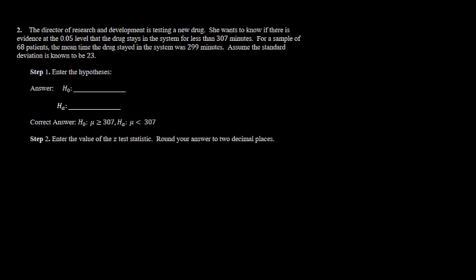All right, let's continue. The director of research and development is testing a new drug. She wants to know if there is evidence at the 0.05 level that the drug stays in the system for less than 307 minutes. Well, I'm going to do my cheat sheet like I always do. Alpha is equal to 0.05. The drug is supposed to be in the system for 307 minutes. That's going to be my mu. This is what the company is telling me. And then we're going to go out and test whether or not that's true for a sample of 68 patients. That's a sample size.